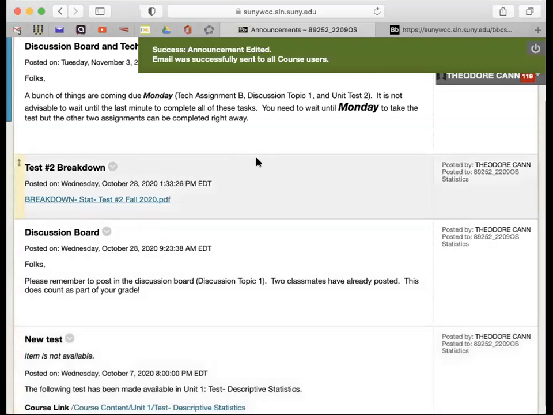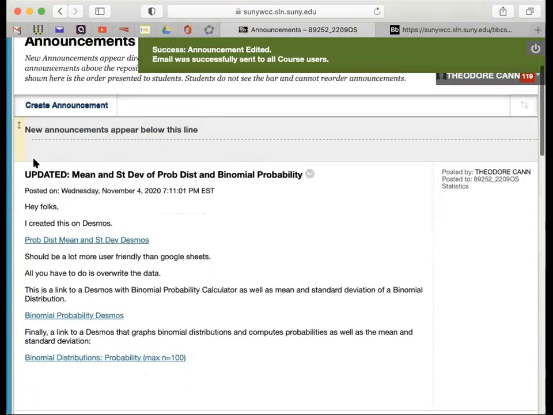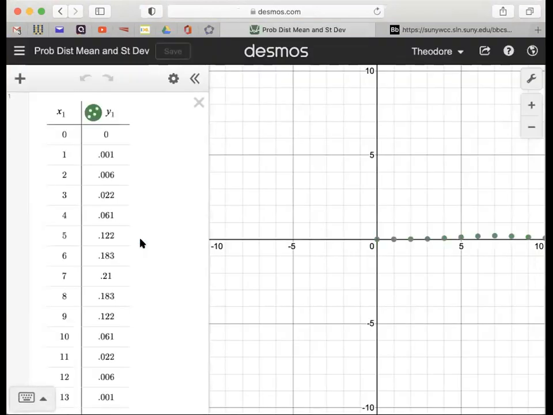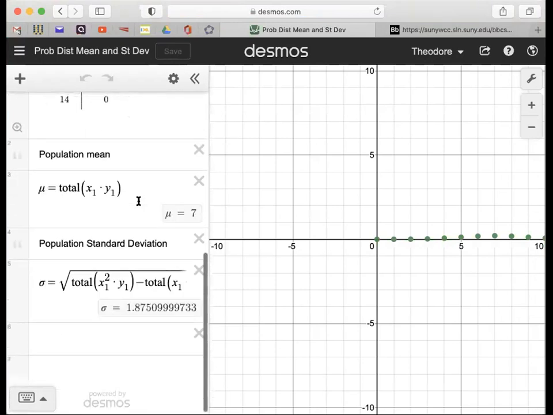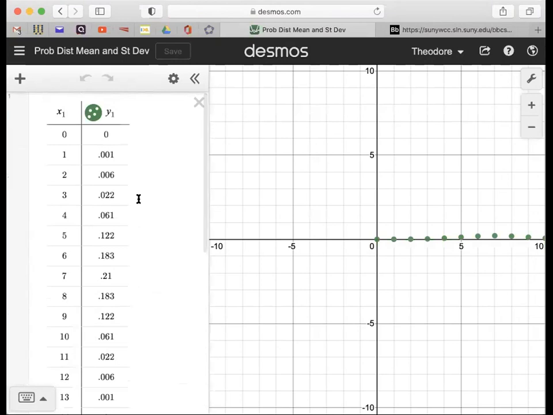Right at the top here it says updated in all caps, so you know I mean business. We have probability distribution for mean and standard deviation on Desmos. That's what would come up. You have this whole setup here, and it gives you a population mean and a standard deviation. That's all well and good. If you want to save this, because I'm already logged in, you need to create an account and make sure you're logged into your Desmos. Otherwise, you're not saving your work.